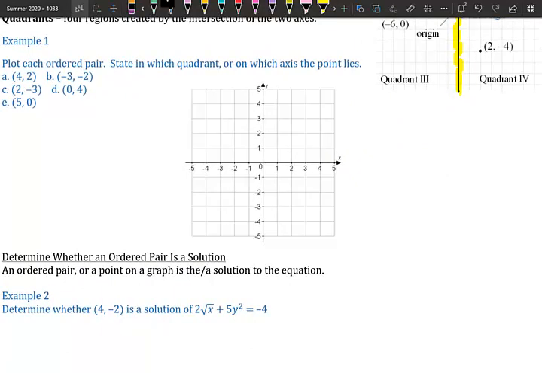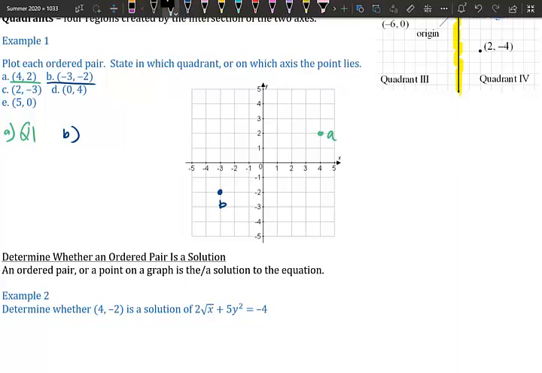Because I know most of us are pretty comfortable with plotting points, I want you to please pause the video, plot the point, and then say what quadrant it's in. Alright, so for A, we have 4, 2. So for A, we're going to go right 4, up 2, because it's positive. Right and up is positive. And that's in quadrant 1. So we say Q1. For B, it's negative 3, negative 2. So negative, I go left 3, and negative, I go down 2.